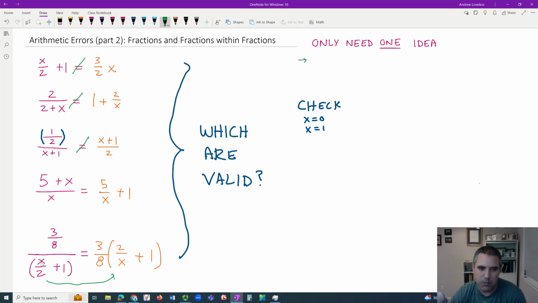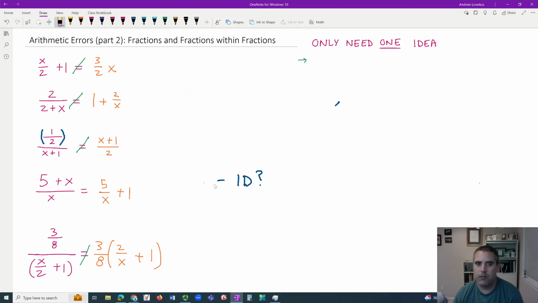But here again, you can see if you plug in 0 on the left, you get 3/8. If you plug in 0 on the right, you get an error. So the first observation is we can quickly check our work. But the second observation is let's not make those errors. Okay, so now I have a very short lesson in the following idea.